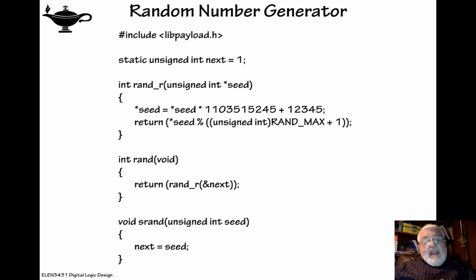So when we call rand, we're just going to call rand_r with the address of next. And of course, next is equal to seed. So what's all this manipulation do? It generates a random number from 0 up to whatever rand max is. Okay, we can set that actually if we want. So we could say rand max is equal to 32, so we'll get a random number between 0 and 32. And so we can generate whatever kind of random numbers we want.